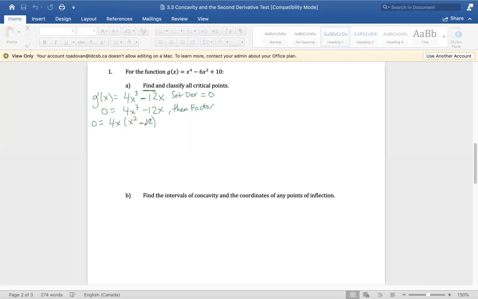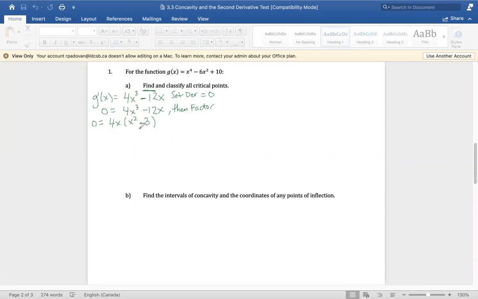4x, x squared minus 12. I'm like, something doesn't seem right here. I got it. 12 divided by 4 would be x squared minus 3. Sorry, 0 equals 4x bracket x squared minus 3, which also, 3 is not a perfect square, a square rootable number. So this is as far as I can go here with the factoring, right?